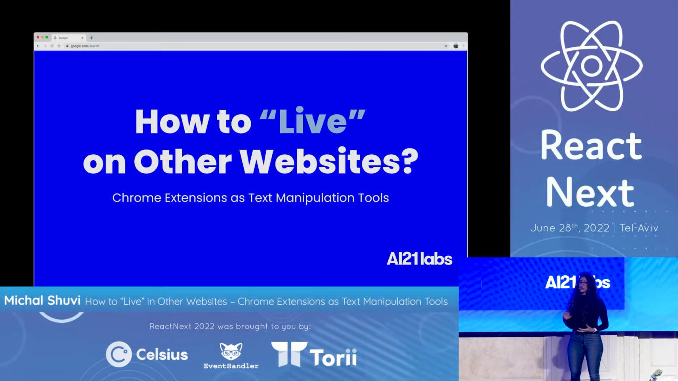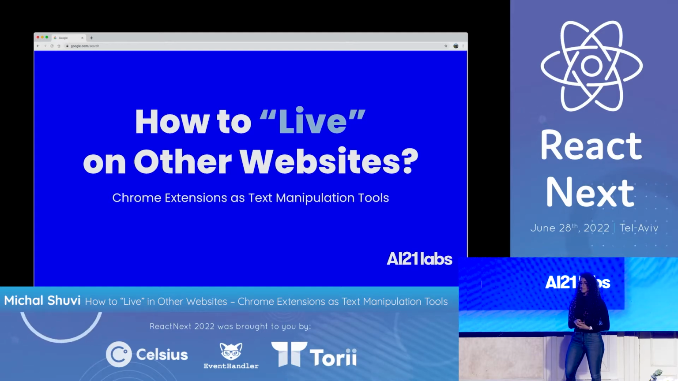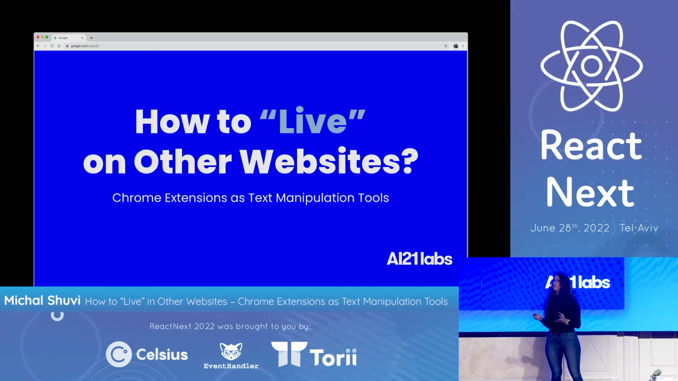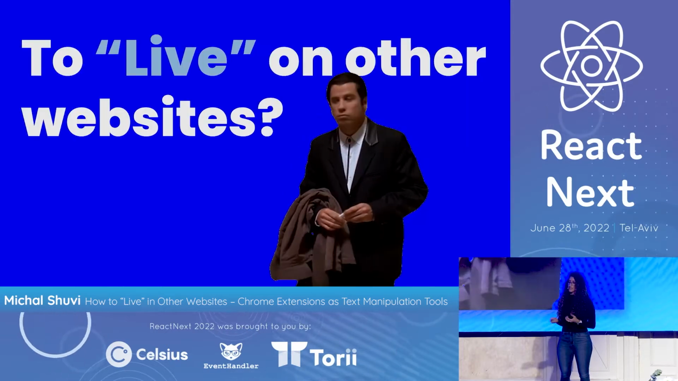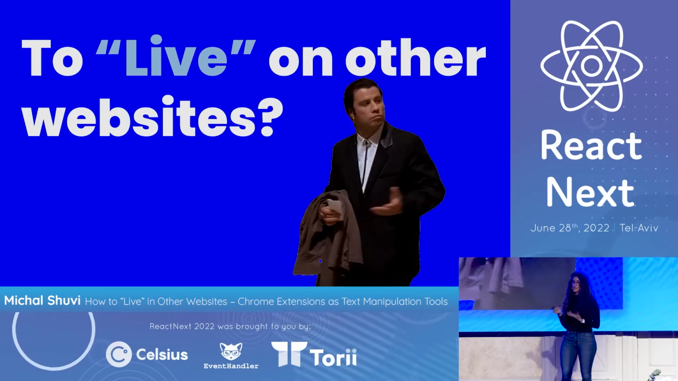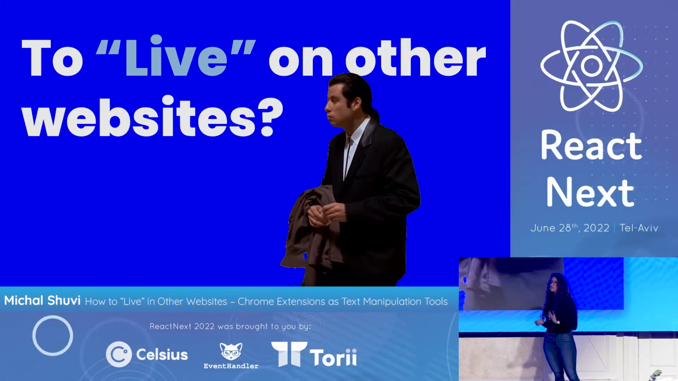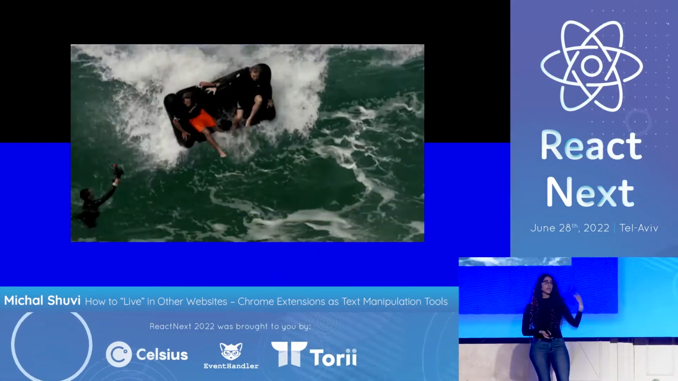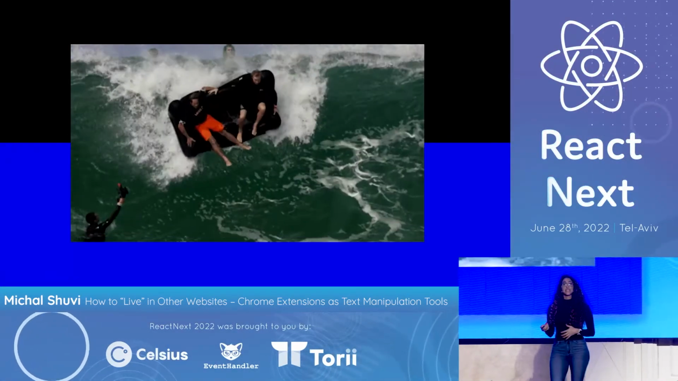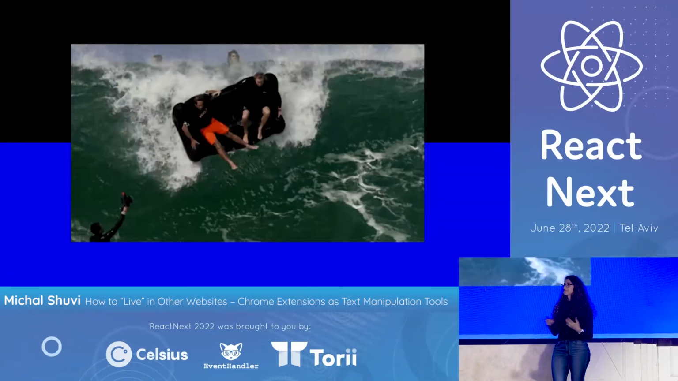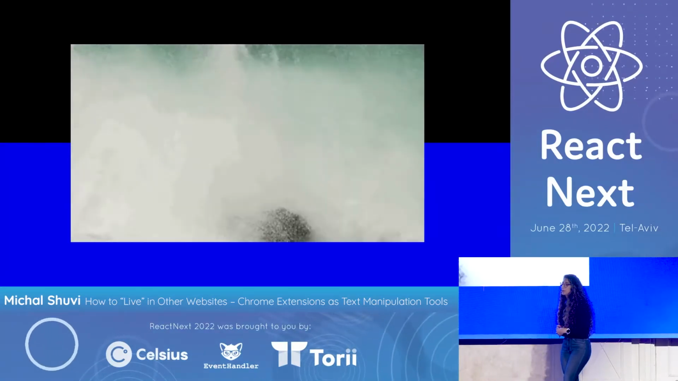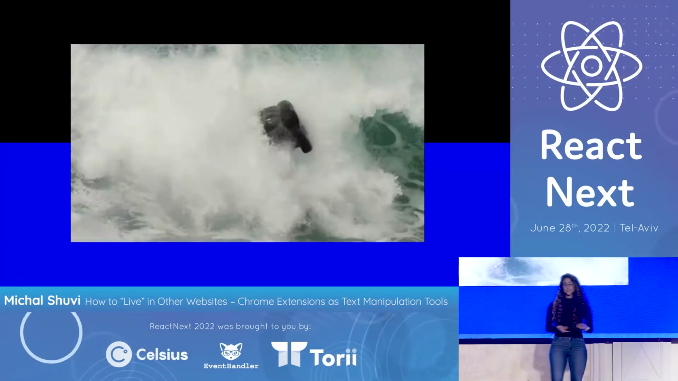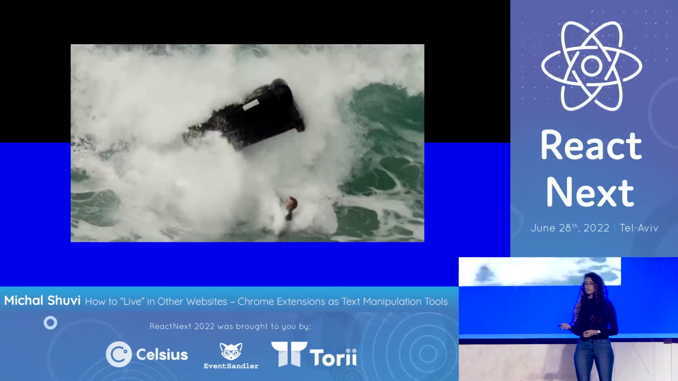And today we talk about how to live on other websites. And also we will go deep into Chrome extensions and text manipulations. And let's start with living on other websites. What do I mean? You can think about it like when you want to travel the world and you have a low budget, then you can couch surf. That's a great solution. It's also similar to living on other websites. And we will see this as a metaphor throughout our talk.